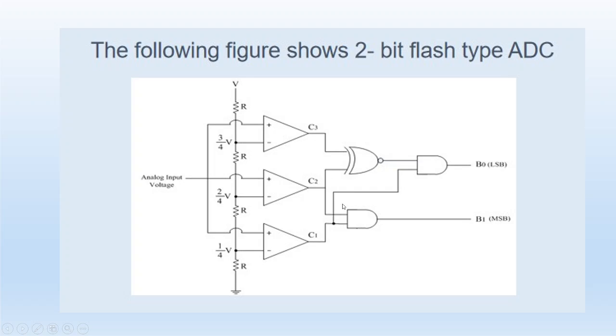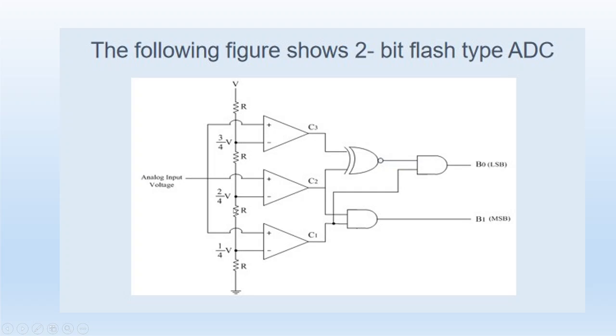Just now we derived the logic circuit, so B1 is C1 ANDed with C2, and B0 we are getting with C1 ANDed with C2 C3 X naught together. The working of the circuit will be very simple. There is only one attenuator, which is formed with 4 identical resistors of value R.